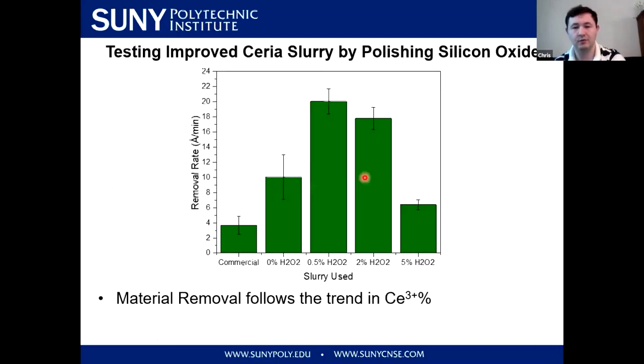To test this, we polished silicon oxide with ceria, which is a common target for ceria slurries. And the material removal follows the trends that we see in the 3+%. And on top of that, the highest removal rate is much higher than a commercial slurry currently being used in industry.